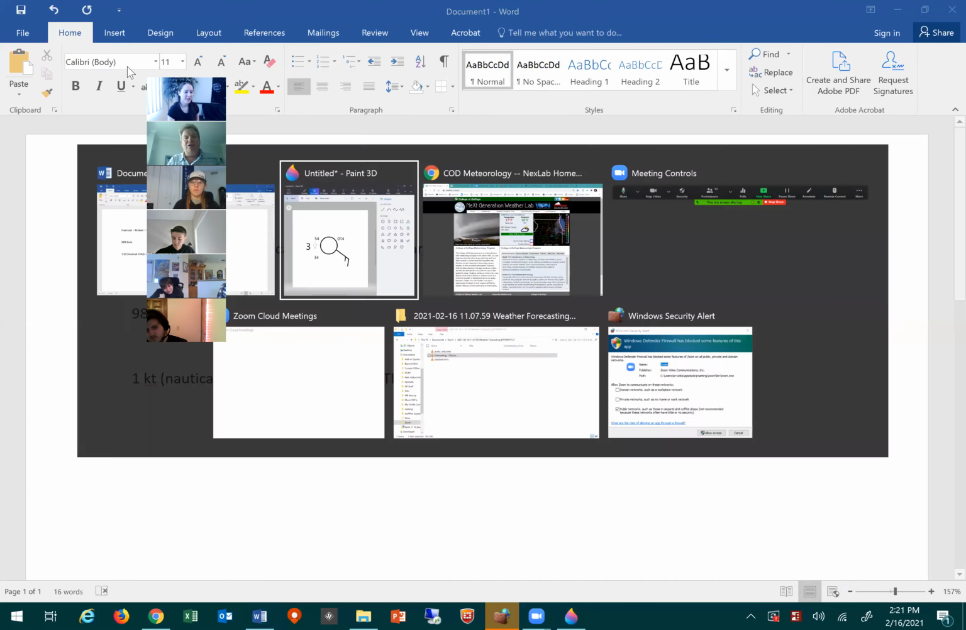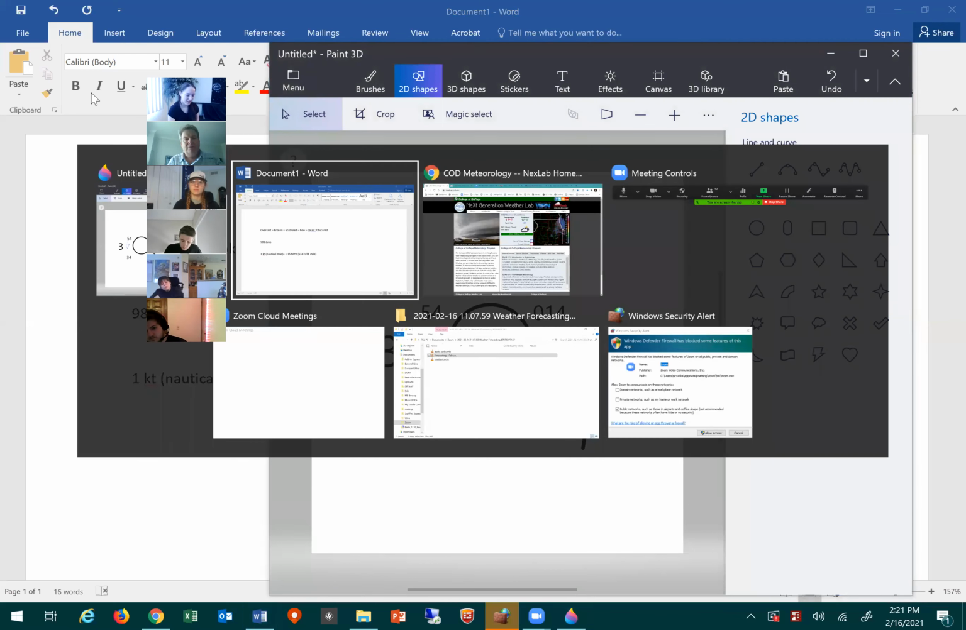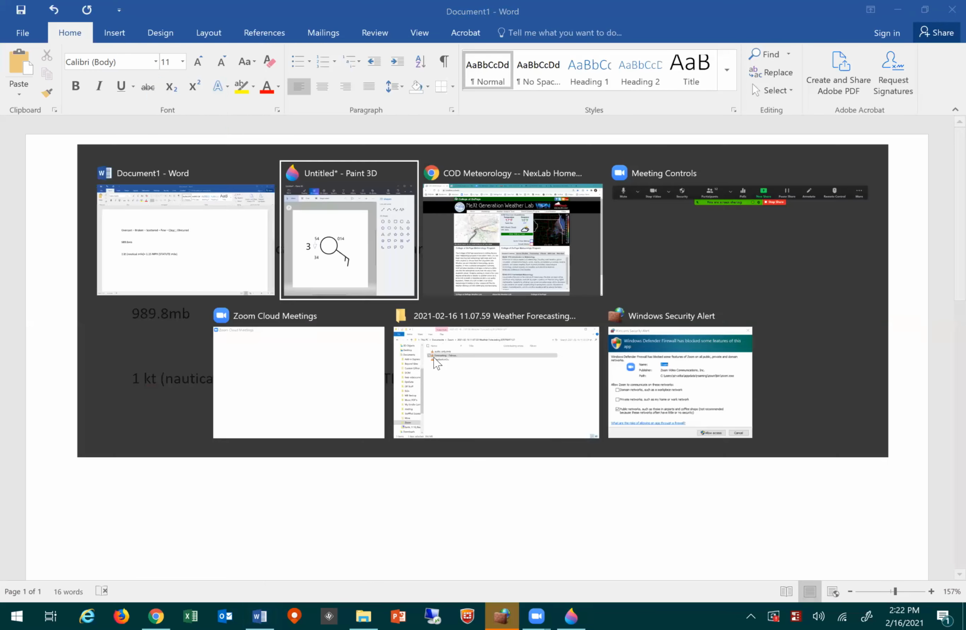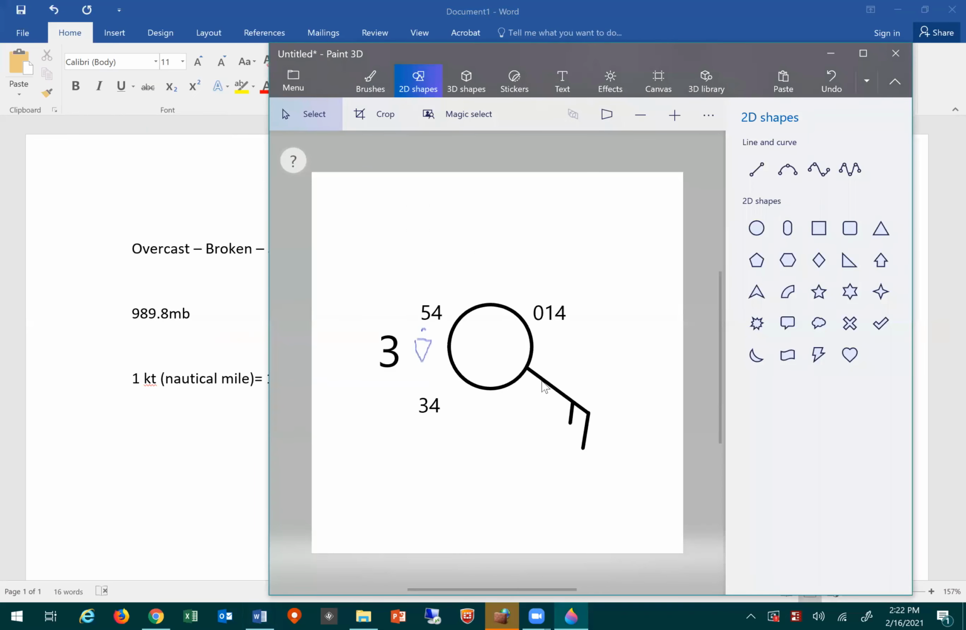Okay, now if there's a triangle, what does that mean? If I put a little triangle on here. How much is a triangle worth? 50. 50 knots. So you add them together. 50 knots is not going to happen on the surface very often, although in hurricanes and really intense storms, you could get those.